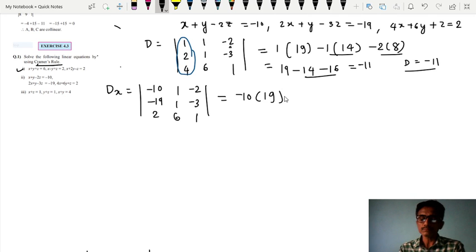Okay. So dx, dy and dz we will find. So minus 1 into expansion of this determinant, minus 19 plus 6. So it is minus 19 plus 6. So this problem we will continue in the next video.